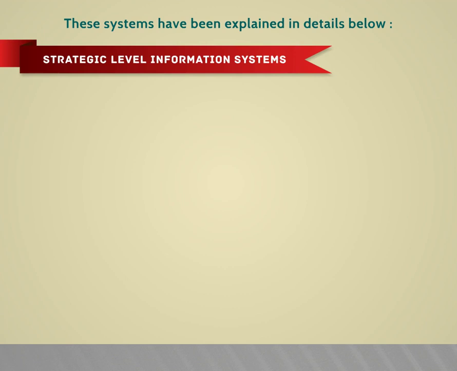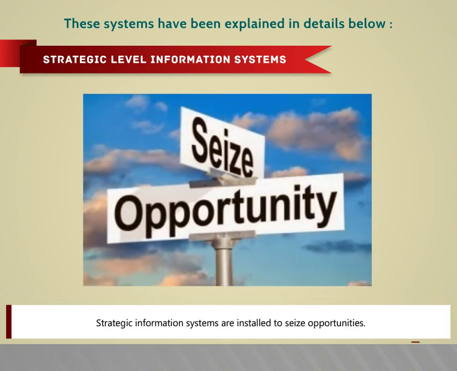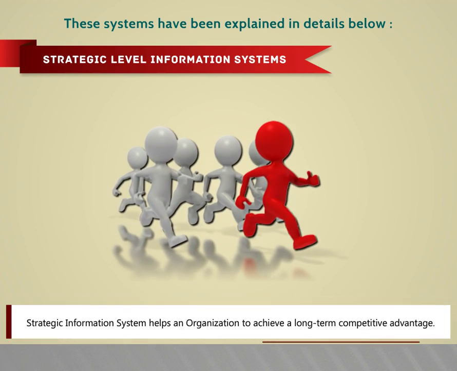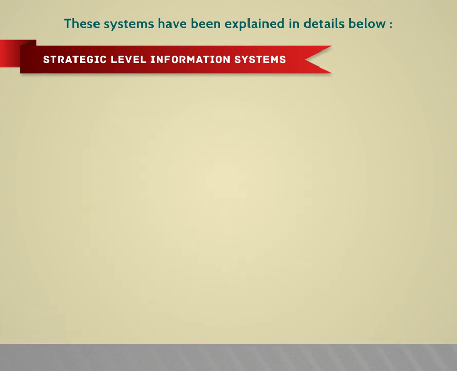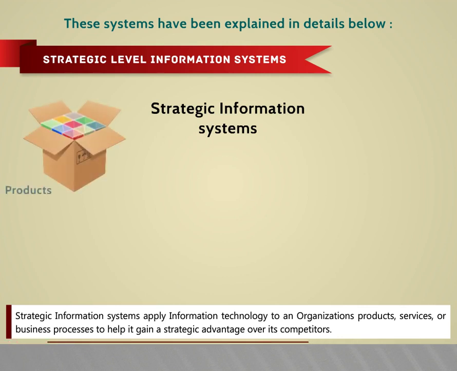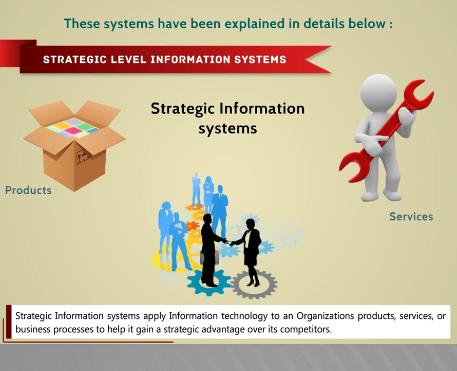Strategic level information system. Strategic information systems are installed to seize opportunities. Strategic information system helps an organization to achieve a long-term competitive advantage. Strategic information systems apply information technology to an organization's products, services, or business processes to help it gain a strategic advantage over its competitors.